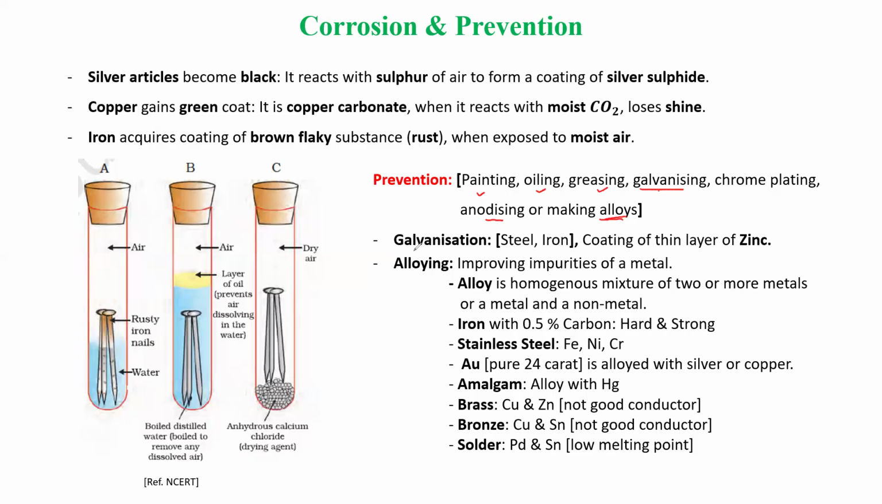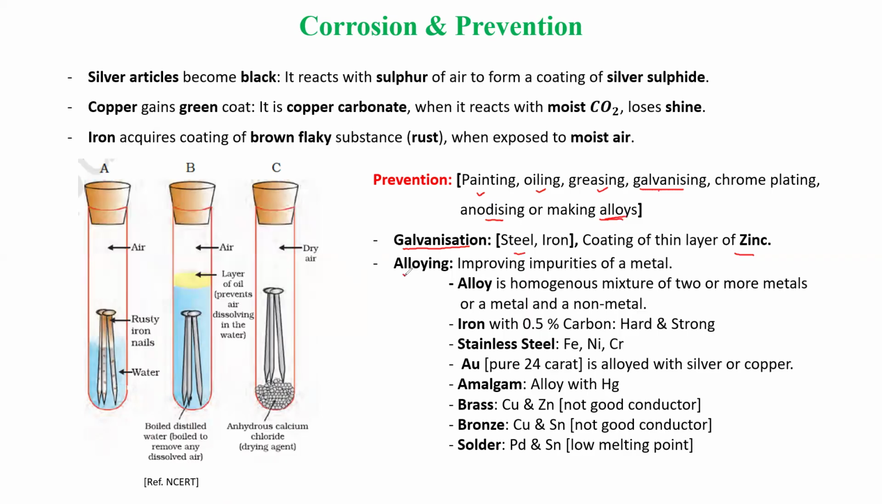Okay. So what is the galvanization process? It is used for steel and iron where a coating of zinc is applied. Sometimes maybe you'll get the question: even if the coating of zinc is broken, still this iron doesn't have rust formation. Why? Since zinc is more reactive than iron. So finally this zinc itself will form zinc oxide. So iron is still protected, even if the layer is broken.